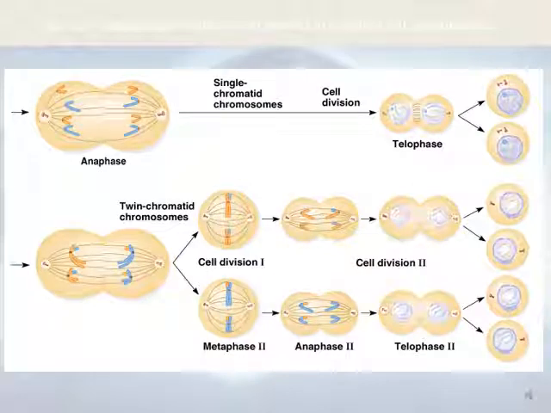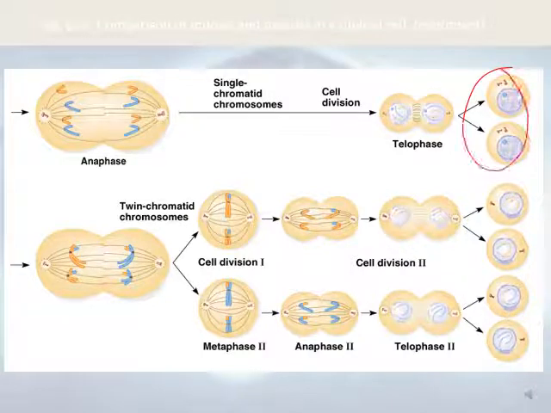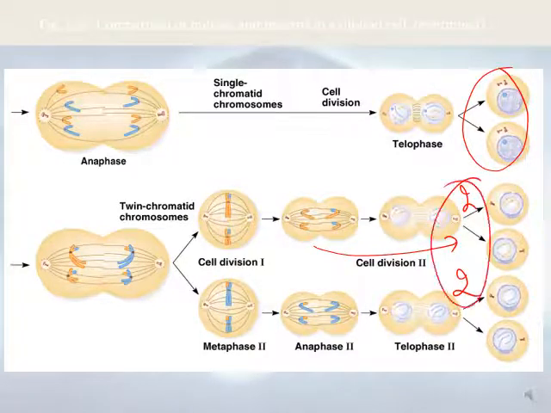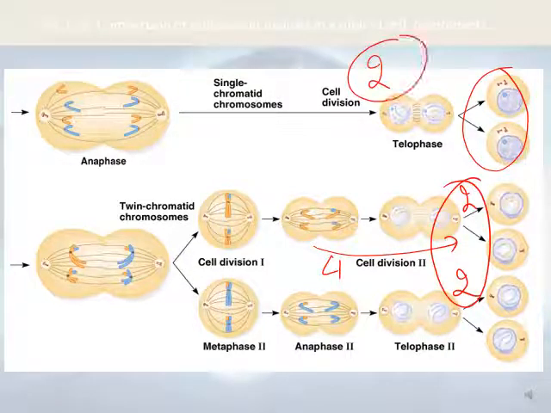Let's now move to the anaphase and the telophase. In anaphase in mitosis, the sister chromatids are pulled apart, and at the end we have 2 daughter cells. This is the anaphase and telophase. While for meiosis, we have cell division 1 continued, and we have 2 daughter cells at the end, and then we have metaphase 2, anaphase 2, telophase 2, and we have 2 daughter cells. So here we have 2, here we have 2, so the total will be 4 daughter cells, while in mitosis we have only 2 daughter cells.